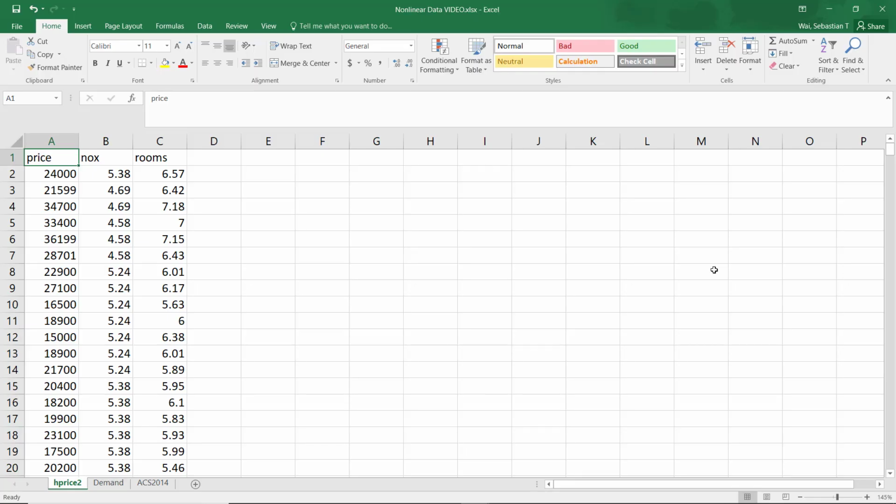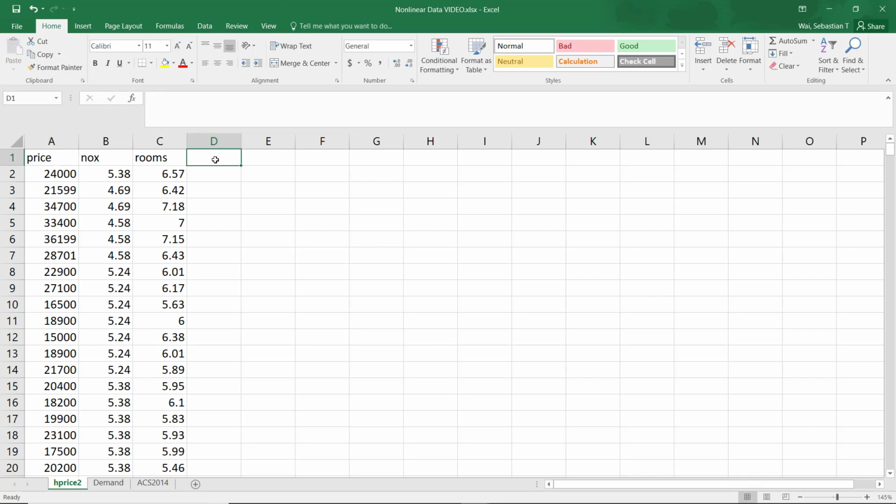Let's do an example of logs in Excel. What we have here is a sample of communities in the Boston, Massachusetts area. For each of these communities, we have 3 variables. Price is the median price of homes in that area in dollars. NOx is the nitrogen oxide parts per million. This is basically a measure of how much air pollution there is in this community. Rooms is the average number of rooms in houses in that community.